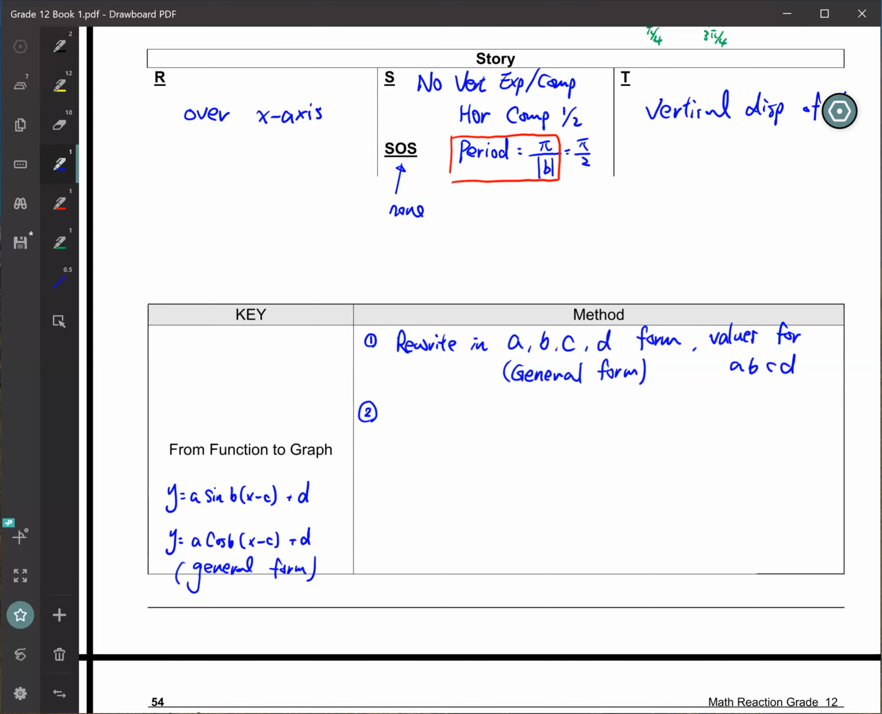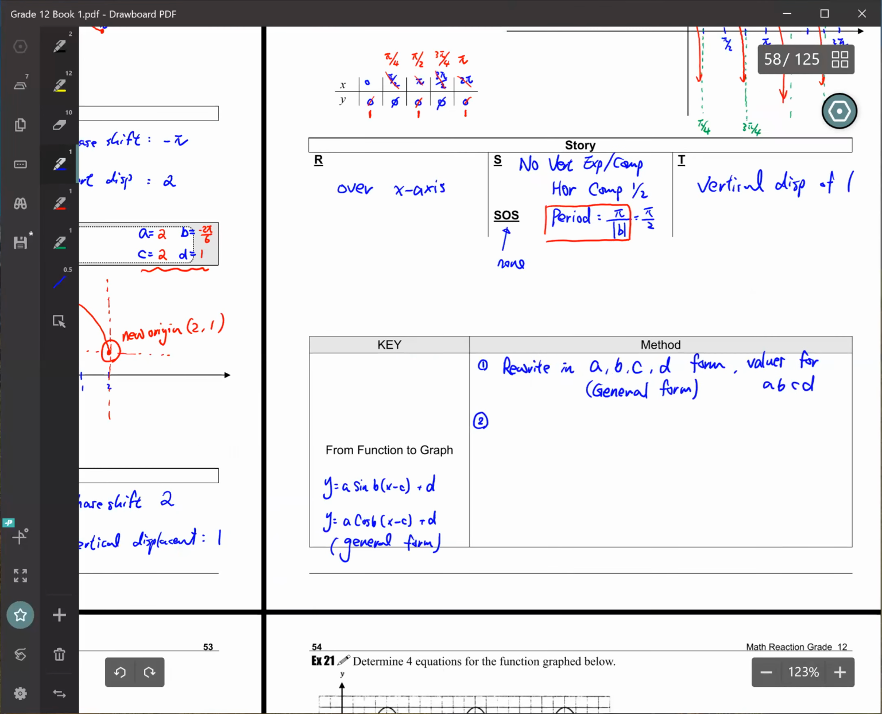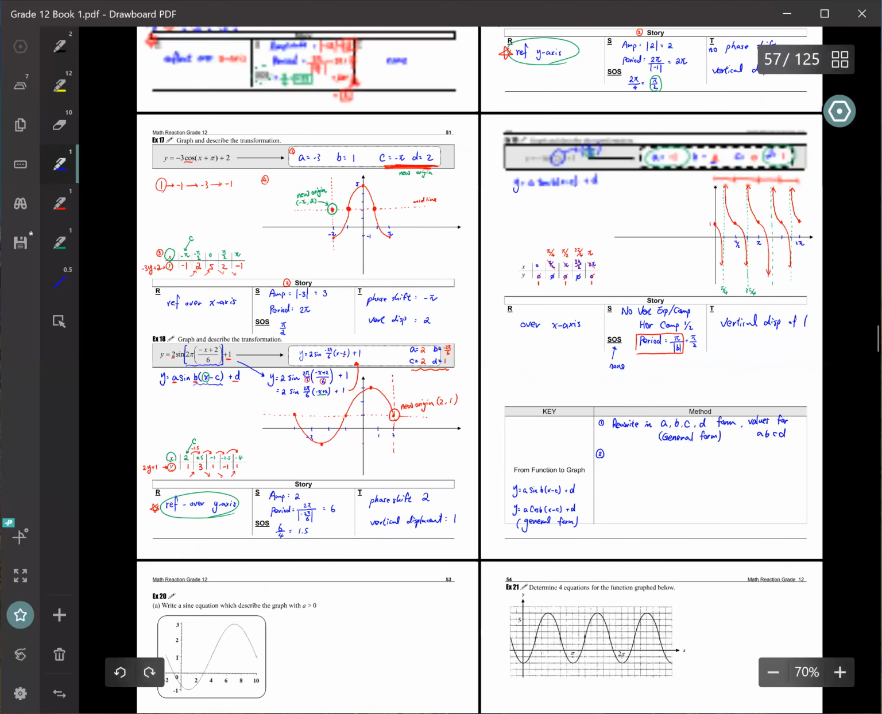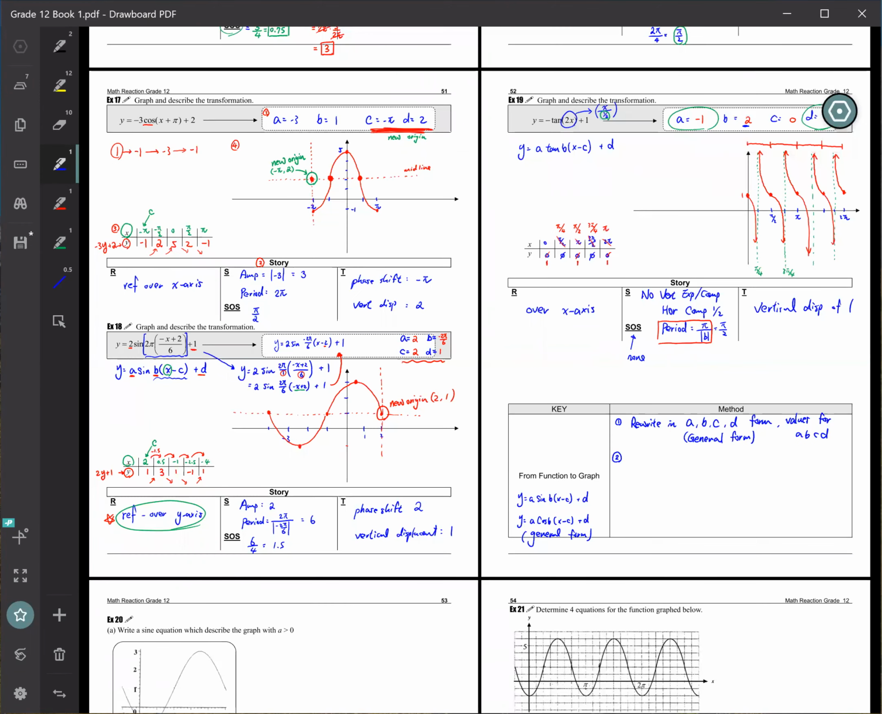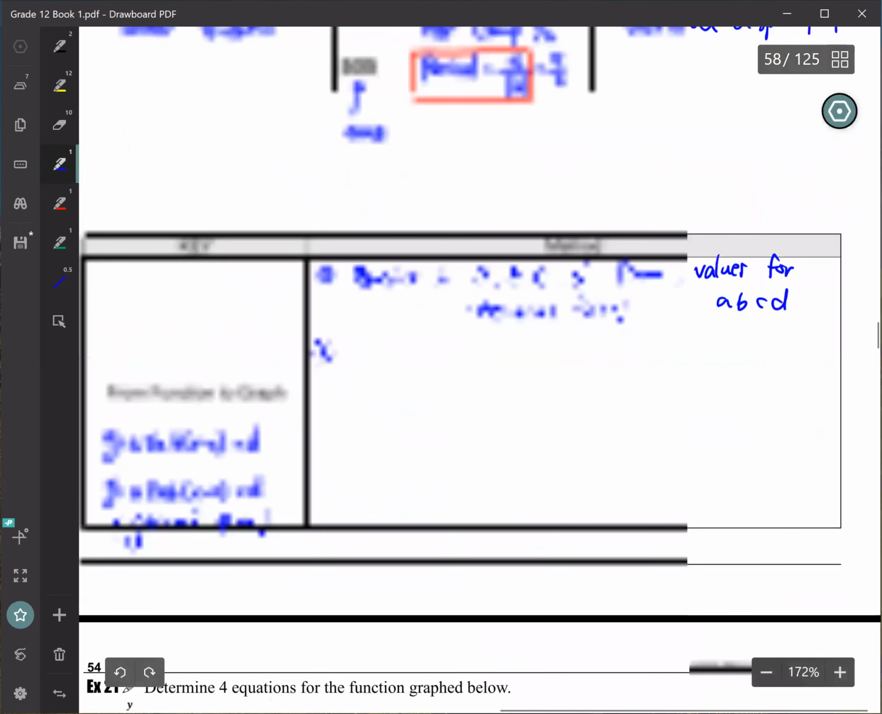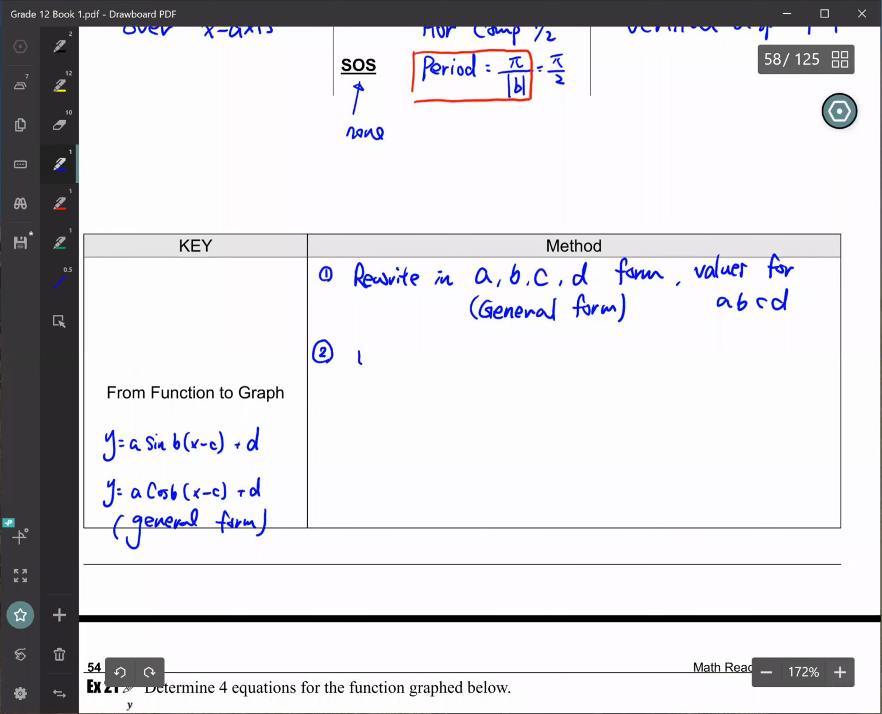What should come after that once you get ABCD? William, what do we do next? Get the story. Yep. So we need to get the story. The story we need to talk about in detail a little bit, right? So next we need to talk about the story. So we have R, which is reflection, right? Reflection, you look at negative signs.